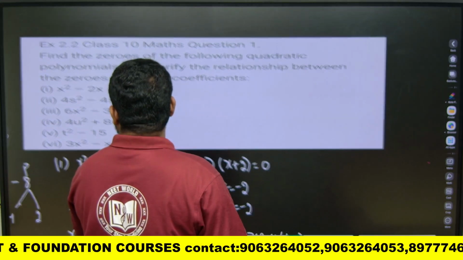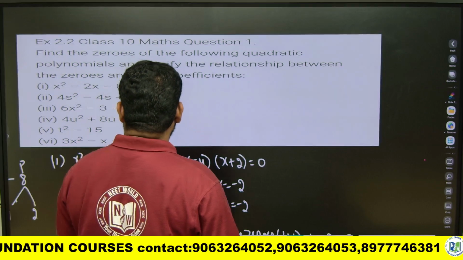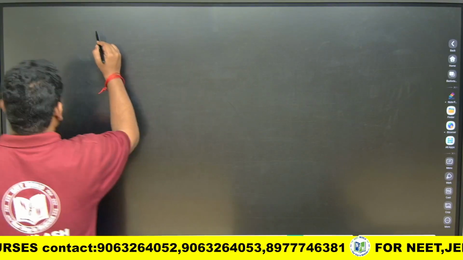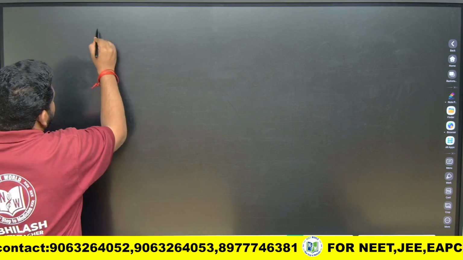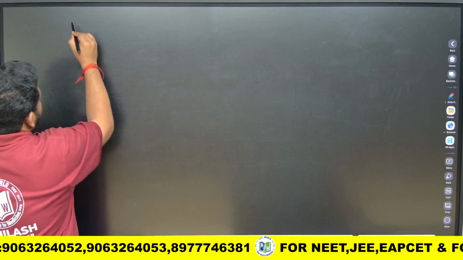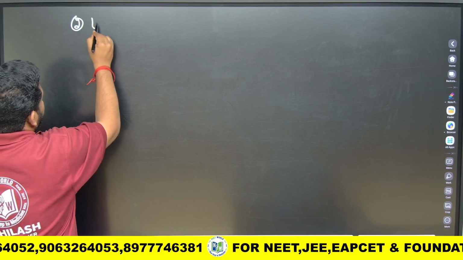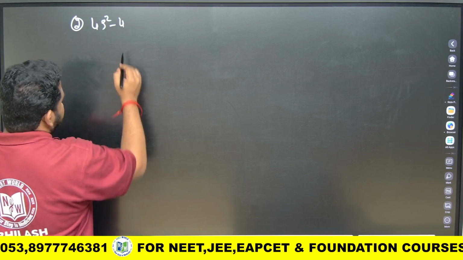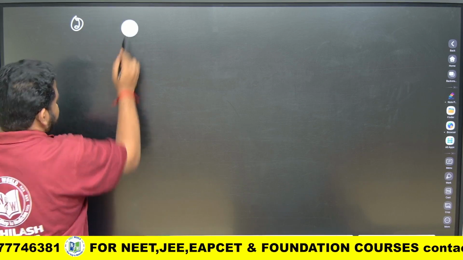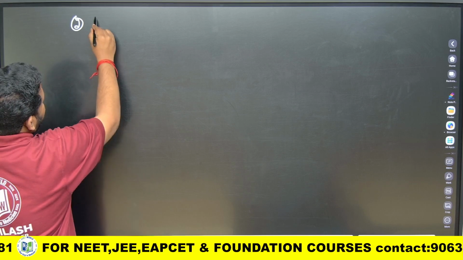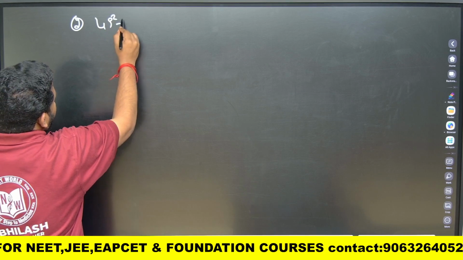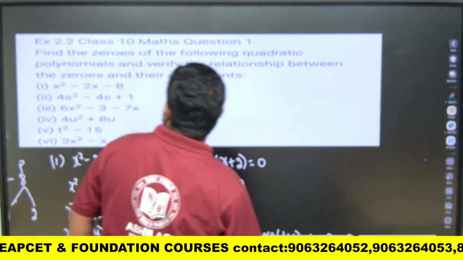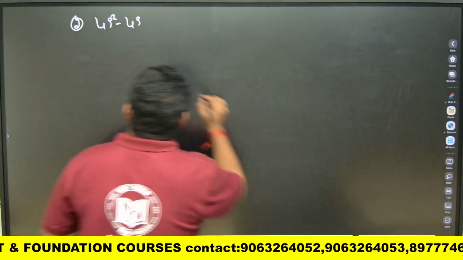What is the next question that they have given? 4s square minus 4s plus 1. Okay, 4s square minus 4s plus 1. So the second question that they have given is 4s square minus 4s, plus 1, right? It is plus 1.